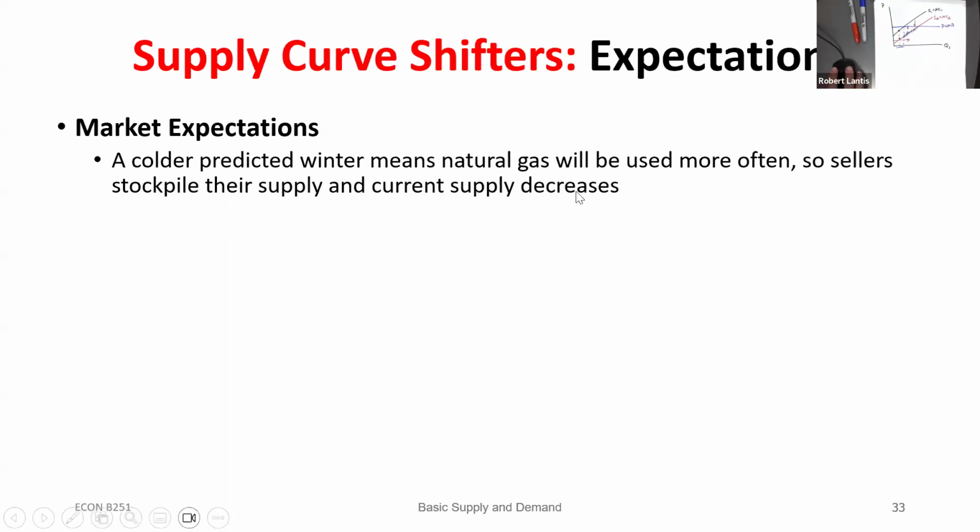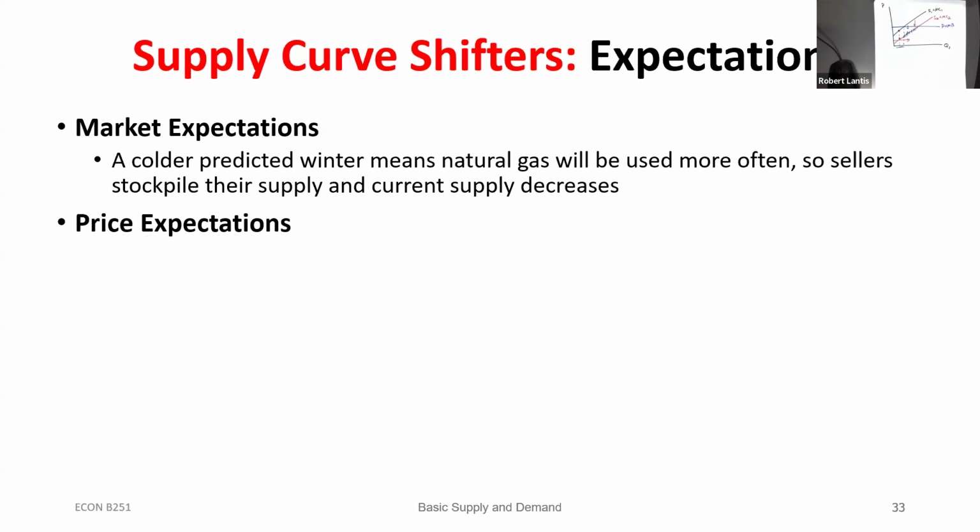So my current supply actually goes down because I want to hold on to it and sell it when I know that people are going to be more likely to pay more money for it. So really, these market expectations, the way that they're going to change supply is really because of the expectations I have that I think are going to impact the price. So we really just want to focus on price expectations here.